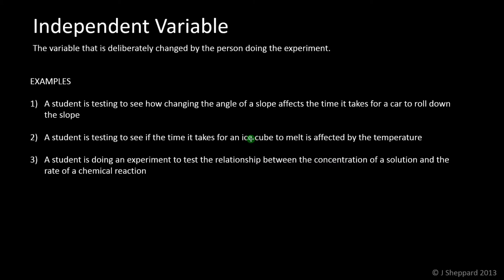So in these three examples then, we're going to identify what the independent variable is. In the first one, a student is testing to see how changing the angle of a slope affects the time it takes for a car to roll down the slope. Well, clearly the student can't directly affect the time it takes for the car to roll down. The only thing they can change and control directly is the angle of the slope.